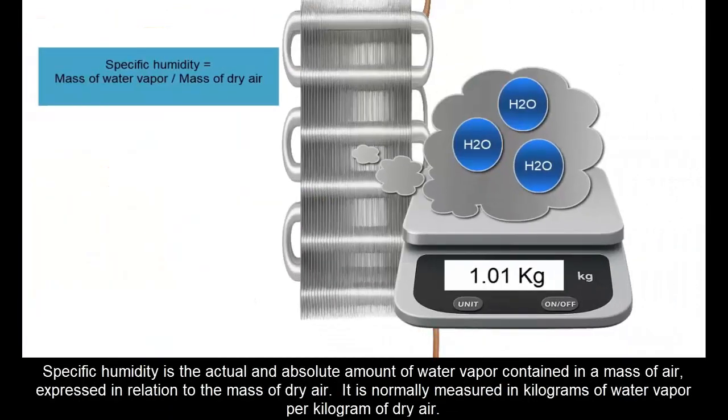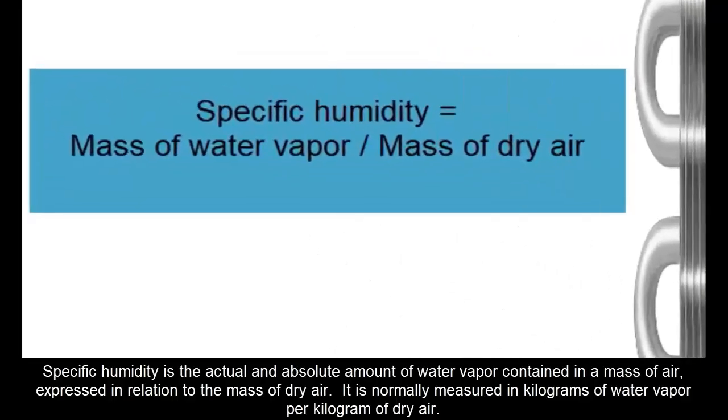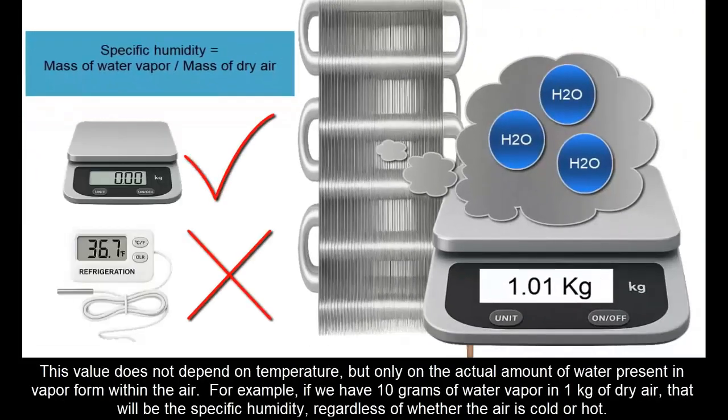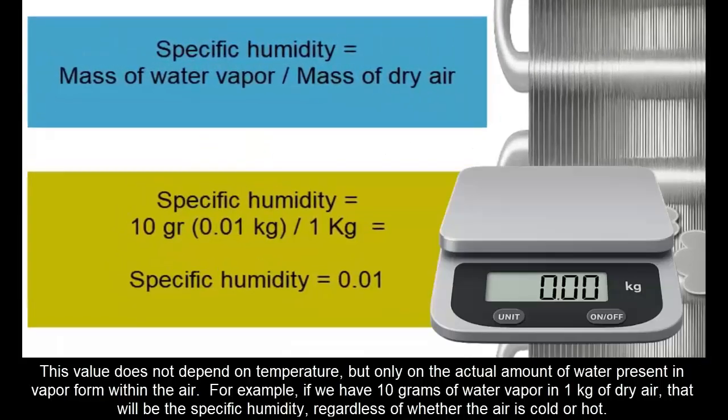Specific humidity is the actual and absolute amount of water vapor contained in a mass of air, expressed in relation to the mass of dry air. It is normally measured in kilograms of water vapor per kilogram of dry air. This value does not depend on temperature, but only on the actual amount of water present in vapor form within the air. For example, if we have 10 grams of water vapor in 1 kilogram of dry air, that will be the specific humidity regardless of whether the air is cold or hot.